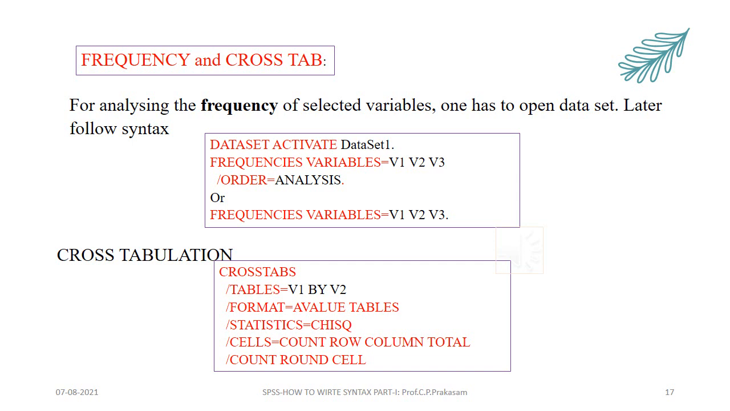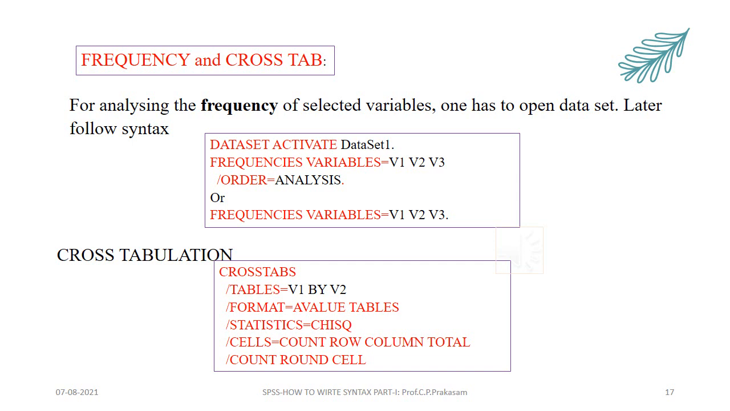Cross tabulation. Suppose you want to calculate the cross tabulation between the v1 and v2 variables. Therefore, CROSSTABS /TABLES equals v1 BY v2. Here v1 will be taken as rows and v2 will be taken as columns, and then it will calculate. Under FORMAT VALUES, TABLES, STATISTICS, there are so many statistics options available. We can use the chi-square.